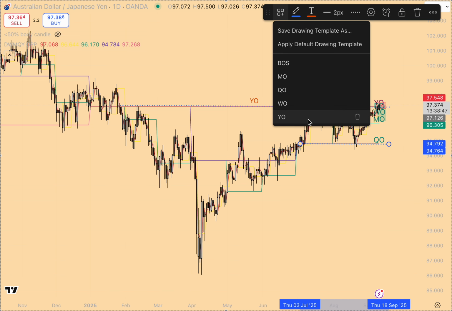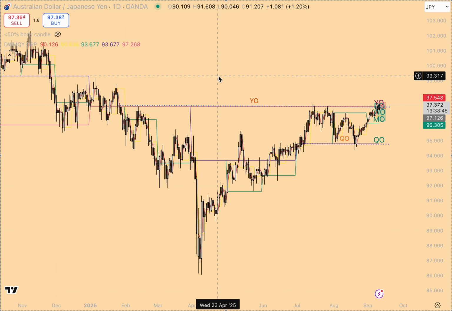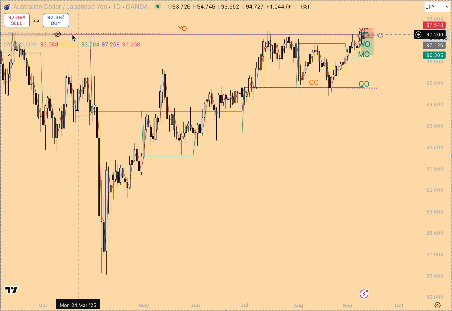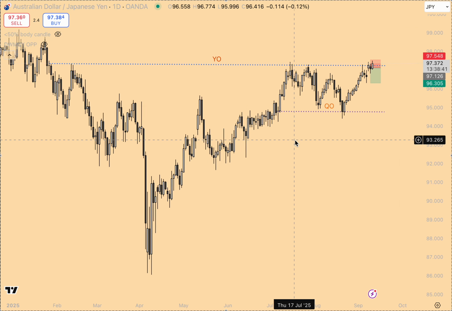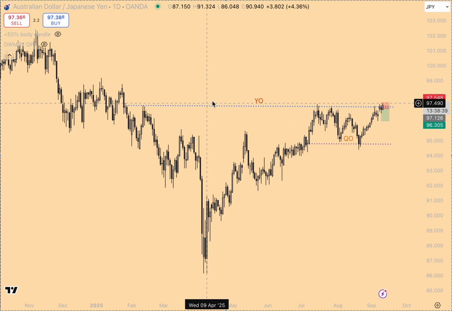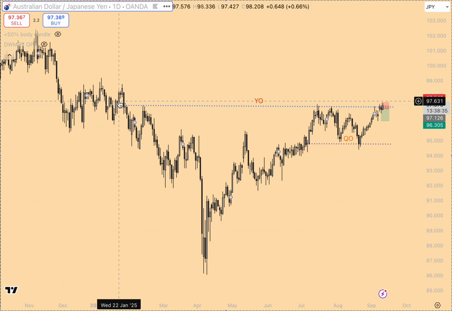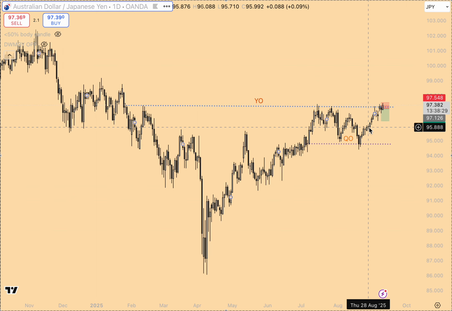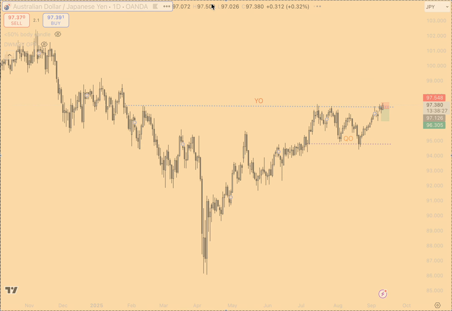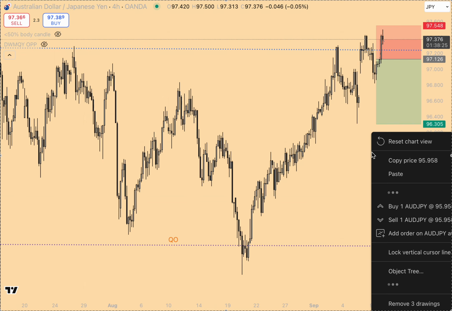Okay, so once we had that, it was just: now I want some liquidation event and then find that entry. So here we had our supply to the left. Market came into that supply zone, liquidated this high, and now it was time for us to start looking for entry.